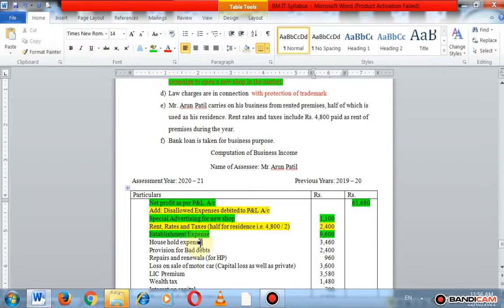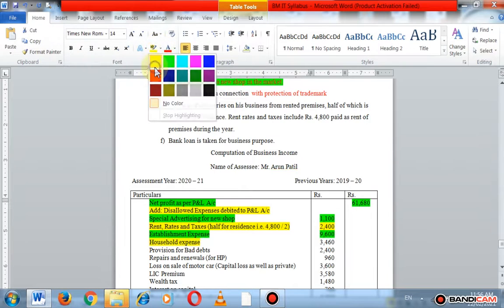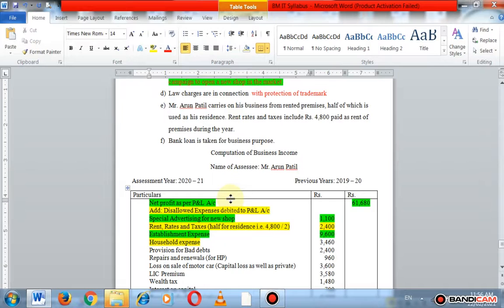त्यानंतर हाऊसहोल्ड एक्सपेन्सेस, जे की घरी झालेले खर्च असतील. ओके, त्या ओनरच्या घरी केलेले खर्च हे बिझनेसमध्ये दाखवले, तर तो पर्सनल खर्च इथे येणार नाही. म्हणजे पर्सनल खर्च बिझनेसचा खर्च होणार नाही, म्हणून हा केला ॲड. ओके, पर्सनल एक्सपेंडिचर म्हणून. त्यानंतर सगळ्या प्रोव्हिजन आपण डिसअलाउड करतो.